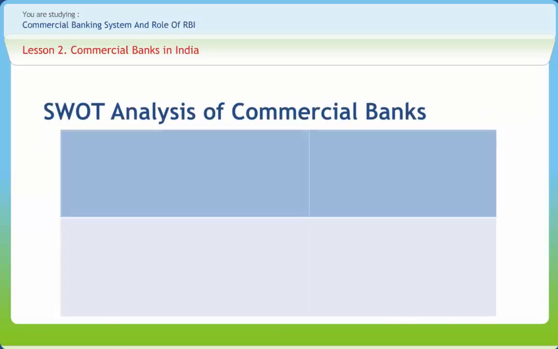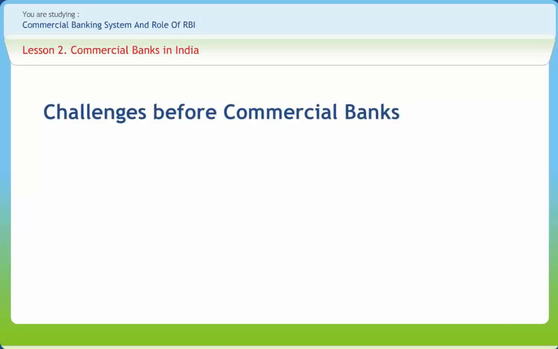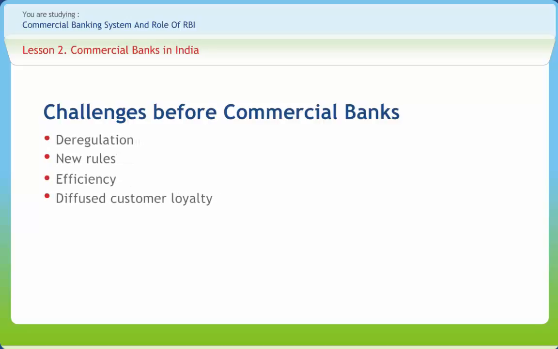Now let us have a look at the strengths, weaknesses, opportunities and threats of the Indian commercial banking system. In the table shown here, it gives us a detailed explanation of the same. Indian commercial banks are facing a lot of challenges due to economic changes. As you can see, the major challenges that the Indian commercial banks face are deregulation, new rules, efficiency, diffuse customer loyalty, misaligned mindset, competency gap, and increased competition.